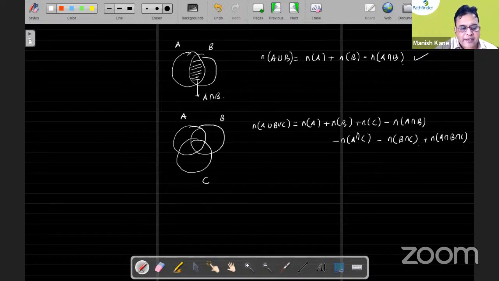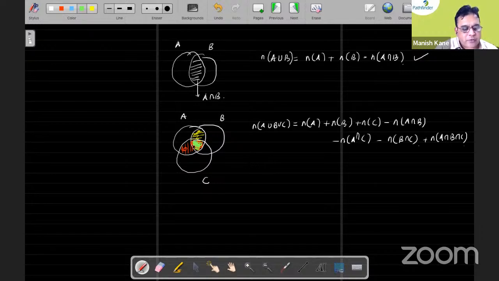And see, what is A intersection B? A intersection B will be this whole area that I shade in yellow. This whole area is A intersection B. Okay. And what about A intersection C? So the shaded area in red will be A intersection C. And what about A intersection B intersection C? The green area in the middle is A intersection B intersection C.